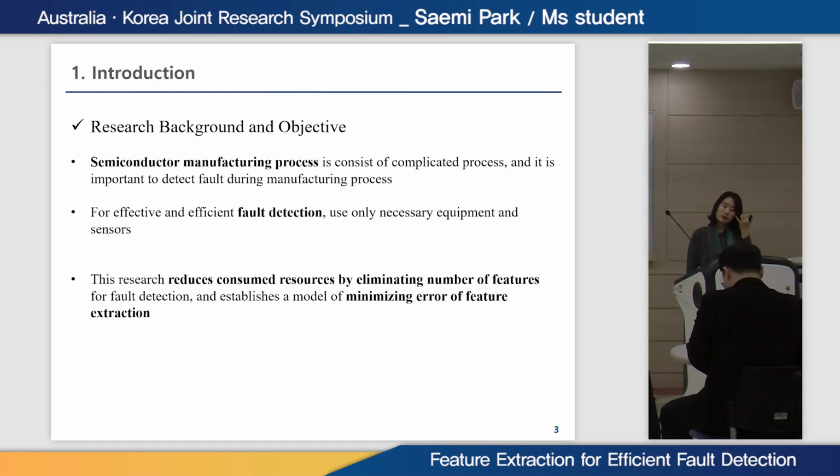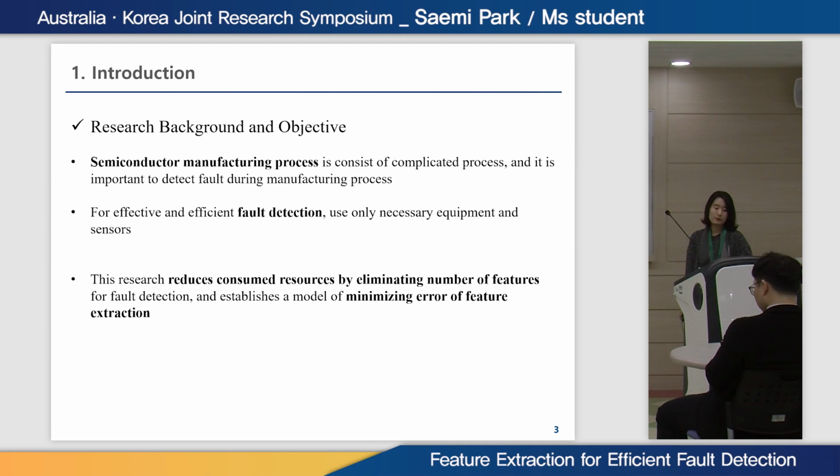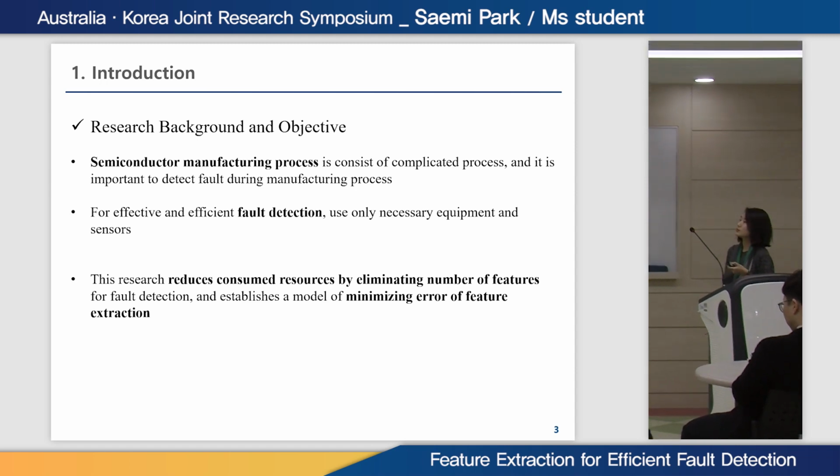The semiconductor manufacturing process consists of complicated processes, and it is important to detect faults during manufacturing. So it is important to use only necessary equipment and sensors for effective and efficient fault detection. The objective of this research is reducing consumed resources by eliminating the number of features for fault detection and establishing a model that minimizes the error of feature extraction.